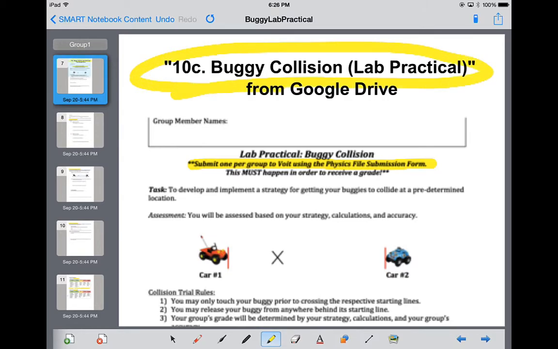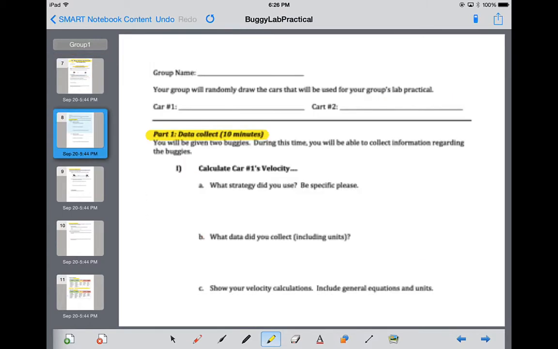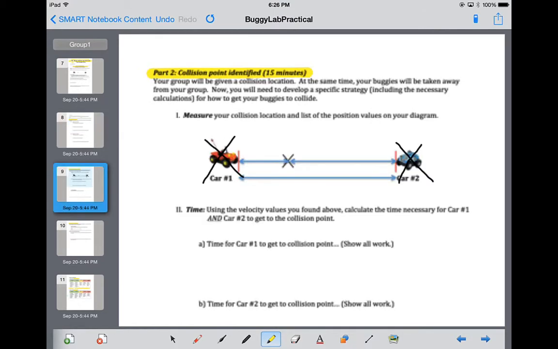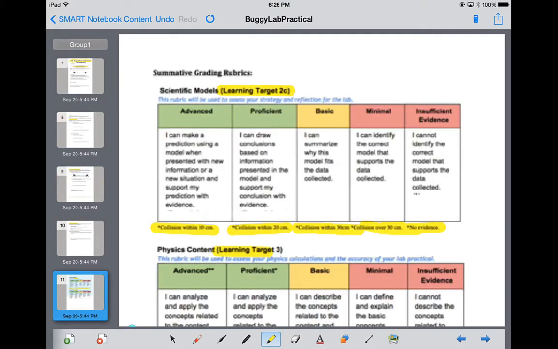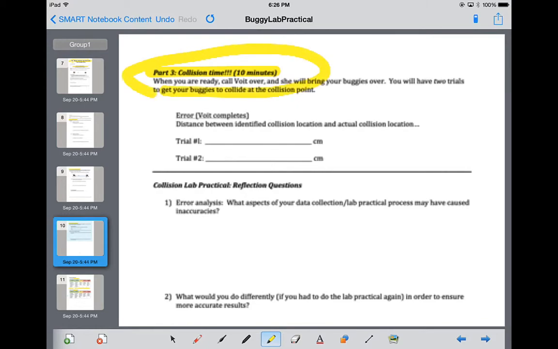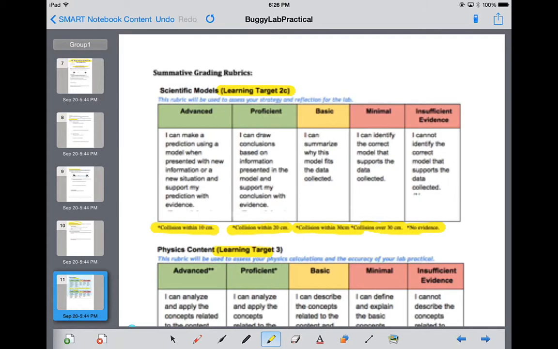It's 10C. You're going to be showing me all the work that you did. You're going to be going through and showing me all of your equations on this worksheet. And then you're going to go through and actually have your collision. You're going to be graded not only on your work and your procedure, you're also going to be graded based on how close you were, how accurately you were able to predict the location of the collision. So your grade will be based on the physics, good equations, good work, good data collection strategies, and also accuracy.